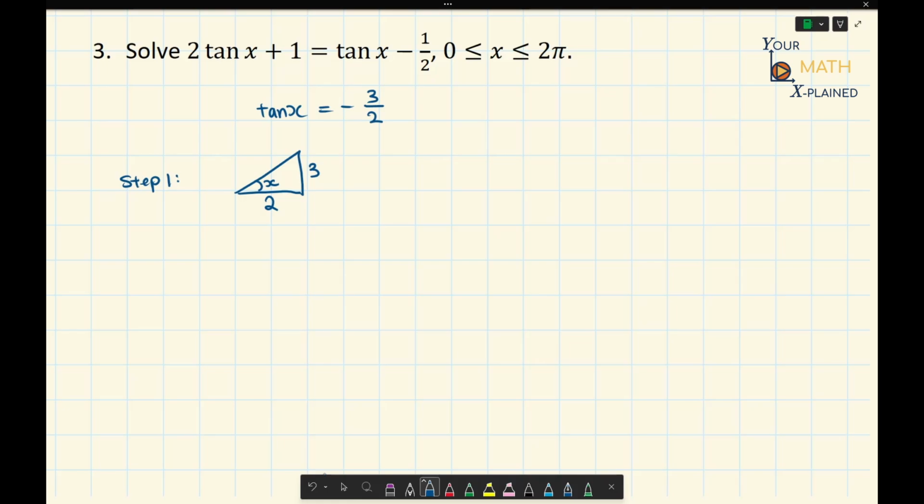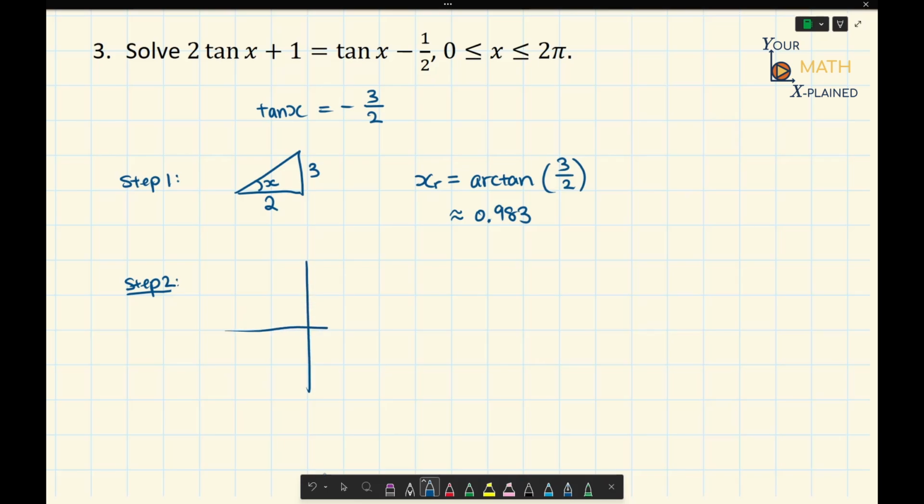So what you're going to do is go to your calculator and press the buttons arctan, which is tan inverse, of 3 over 2. So make sure you don't put in the negative sign. And also make sure your calculator is in radians mode because the domain that we're given is in radians. And if you did everything correctly, you should get that the reference angle is roughly 0.983.